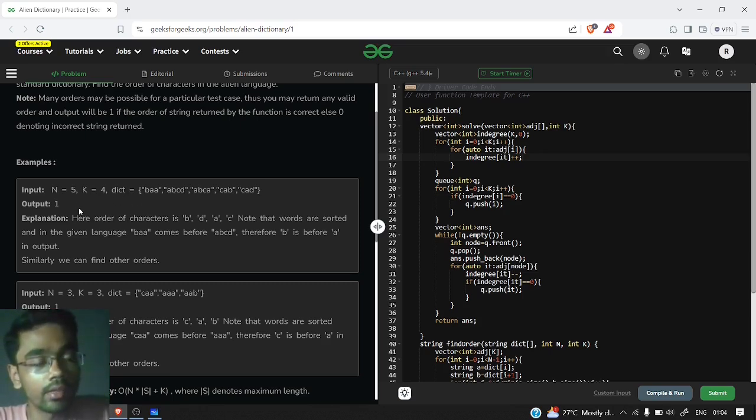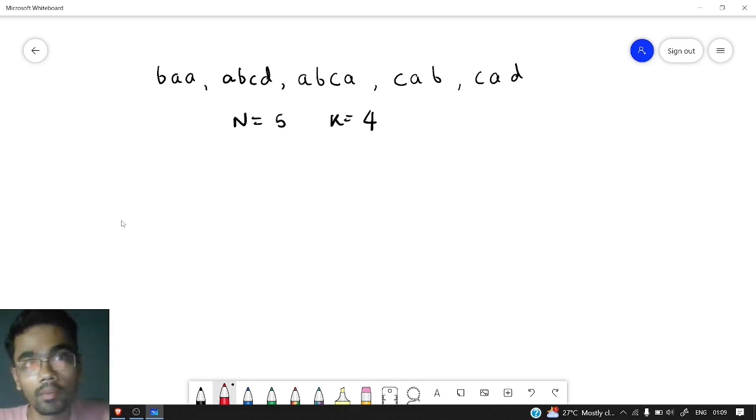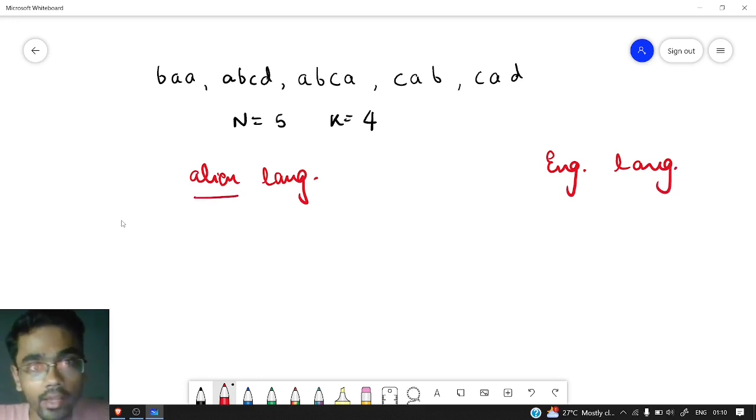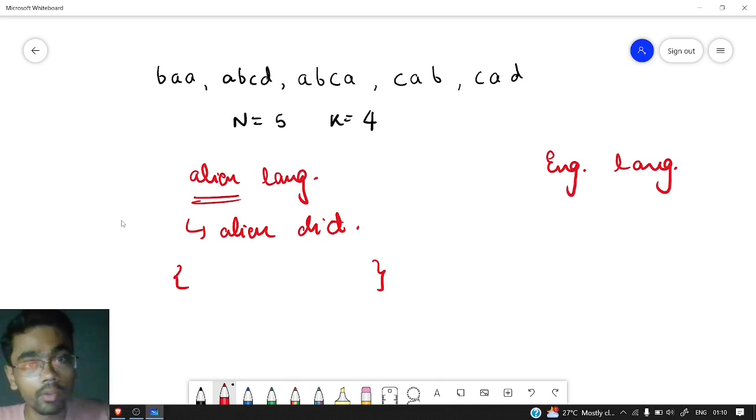So this is the first example that they have given, and what the question is saying is that there is some language known as alien language. Now we have the English language. Similarly, they have defined their own language, naming it the alien language. They are saying that there is one dictionary in this alien language. We name it the alien dictionary, and that alien dictionary follows some particular order.